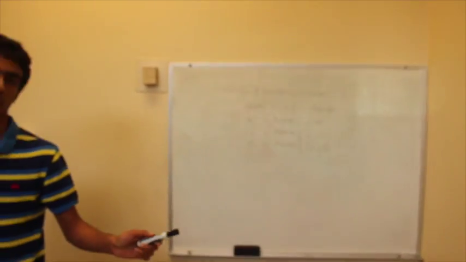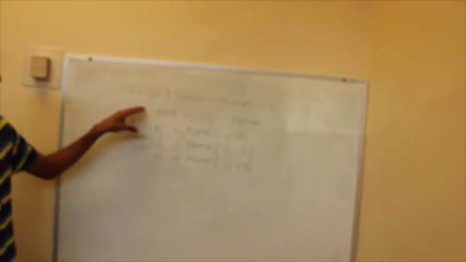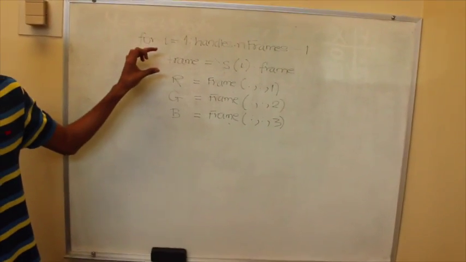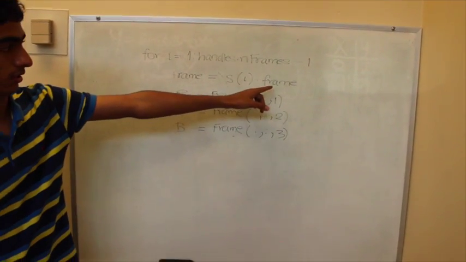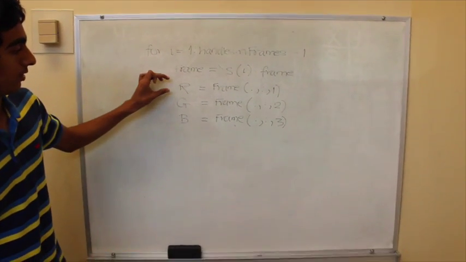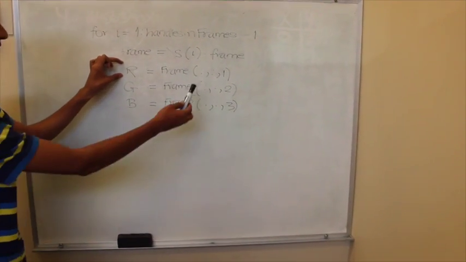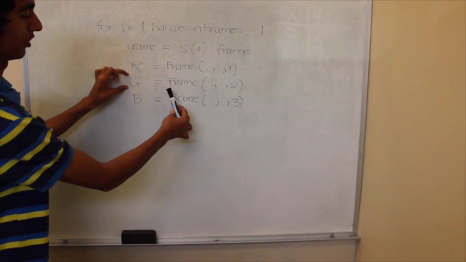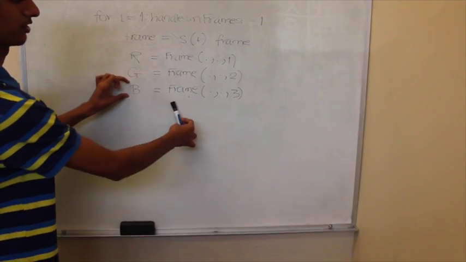What this special feature does is that from within the handles S structure, it pulls each frame, and for each frame it pulls the red channel using this function, it pulls the green channel using this command, and the blue channel using this command.